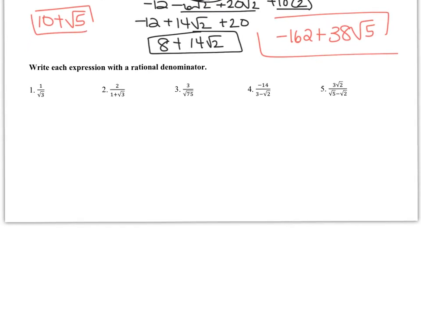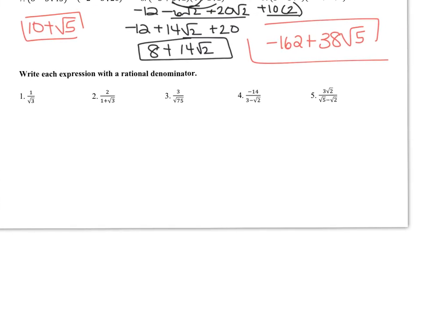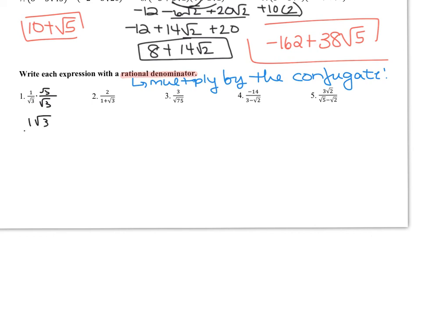Last part, rationalize the denominator. How do I rationalize the denominator? Well, you have to multiply by the conjugate. If it is only a one-term problem, you just multiply by the radical. It's illegal to have a radical in the denominator, so I'm going to multiply by the conjugate. So here I'm just going to multiply by rad 3 over rad 3. So I have 1 rad 3 over 3, which is just simplified to rad 3 over 3, and I'm done.